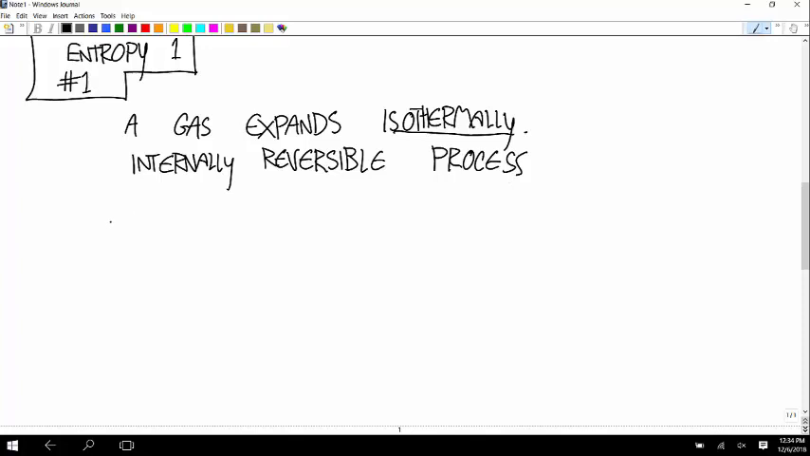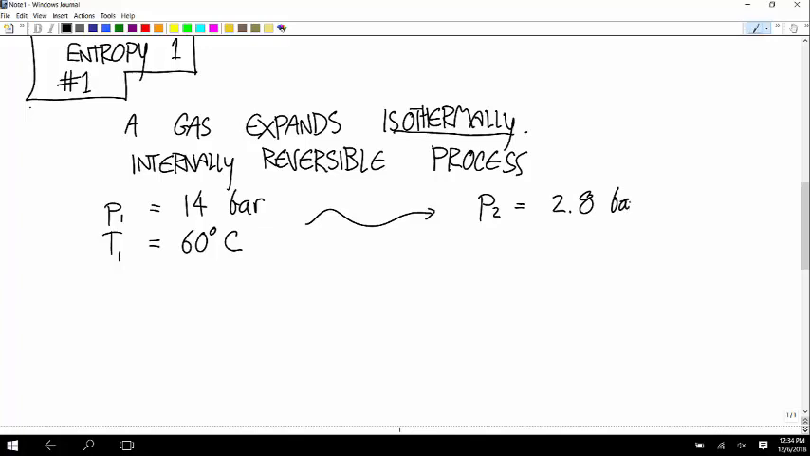So we start out with a pressure P1 of 14 bar and a temperature of 60 degrees Celsius. And it ends up with a pressure of 2.8 bar and the same temperature. And you're supposed to do it with two different materials: refrigerant 134A and air as an ideal gas.